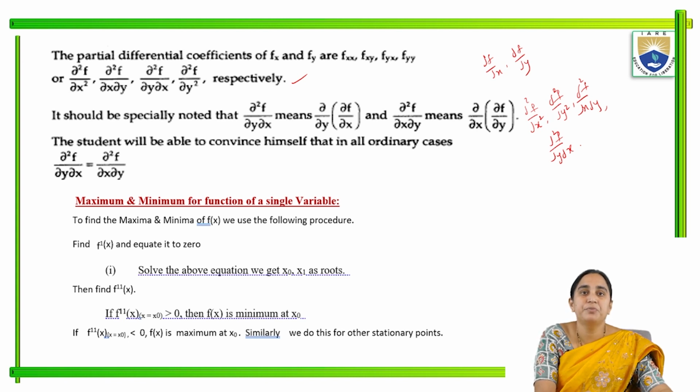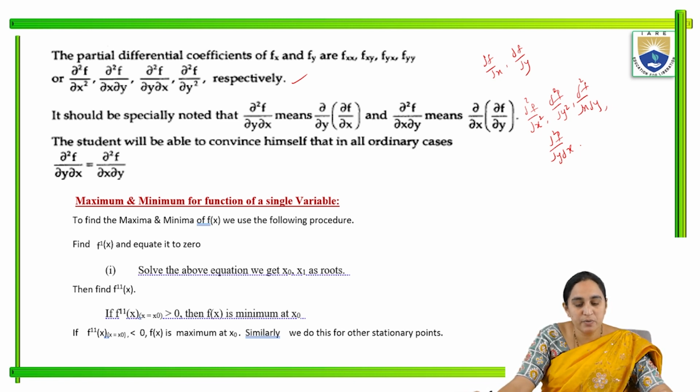Then find f''(x). If f''(x) is greater than 0, then f(x) is minimum at x0. If f''(x) is less than 0, then f(x) is maximum at x0. Similarly, we do this for the other stationary points.